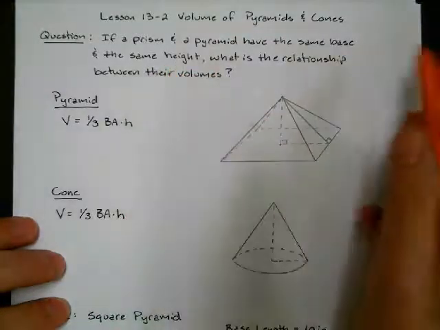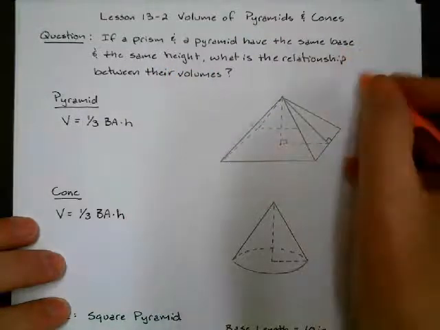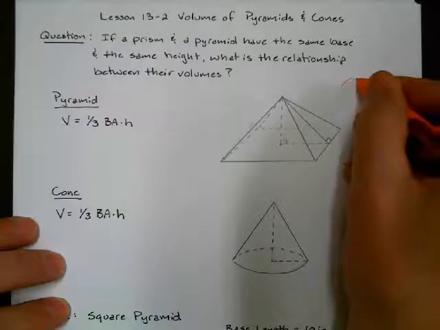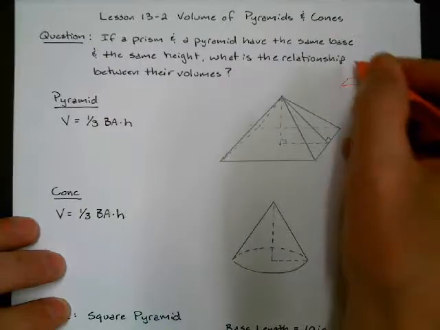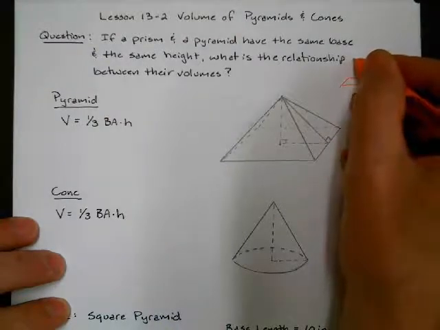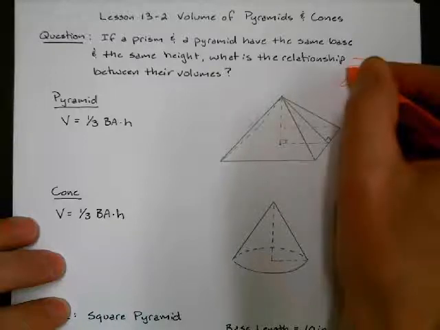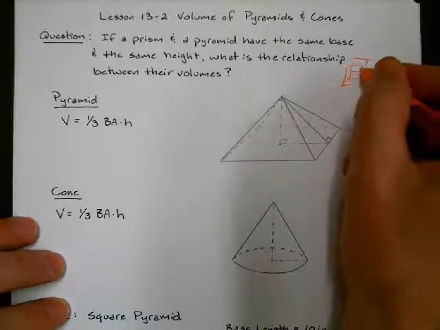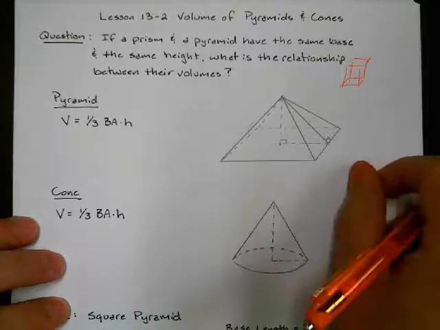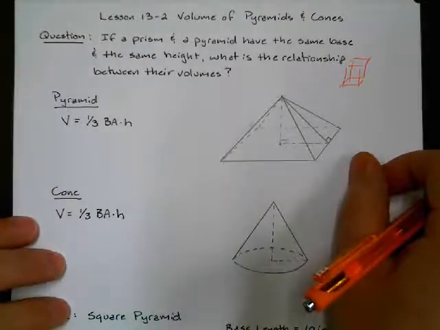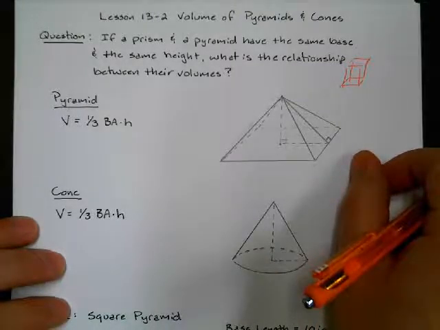Remember, a prism has two bases, so they'd have a rectangle or square on the bottom, and then they'd have another one sitting up on top, and then they're connected by parallel sides. And so we saw that we could take the base area and multiply by the height.